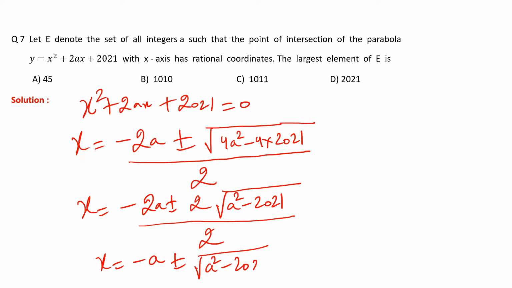minus 2021. Now students, this value will become a rational number for some integer a only when the value inside the square root, a square minus 2021, comes out to be a perfect square. That means a square minus 2021 must be the square of some integer, right? a square minus 2021 I am writing as b square, where b is any other integer.